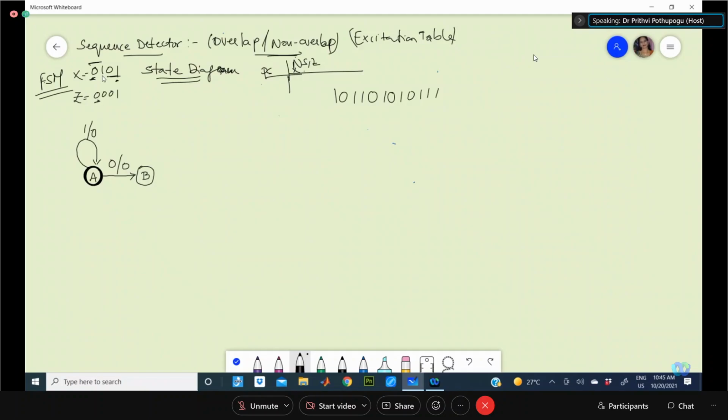We are supposed to identify the input bit as 0. That means the incoming bit should be 0. Another 0 is coming. We can discard the first 0 and consider the second 0 as the input bit. That is in sequence. So here, if 0 is the input you are getting in the present state B, it discards the first 0 and stays back in the same state B.